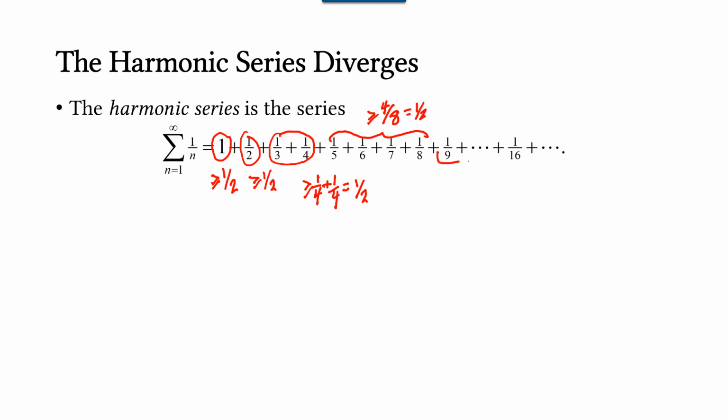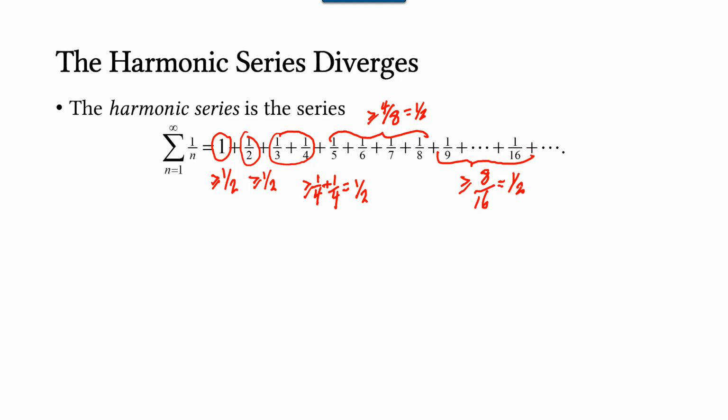And then as a final extension of this pattern, 1/9, 1/10, 1/11, and so on, they're all bigger than a 16th. And so if I add those 8 terms together, I know I have something that's bigger than or equal to 8/16, which is the same as a half. And so I've got something that's bigger than or equal to a half there as well. If I took the next 32 terms, I would also have something bigger than a half.